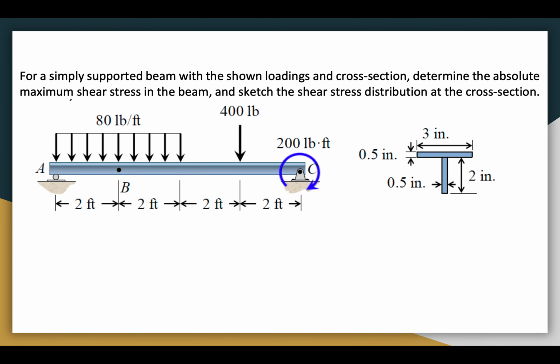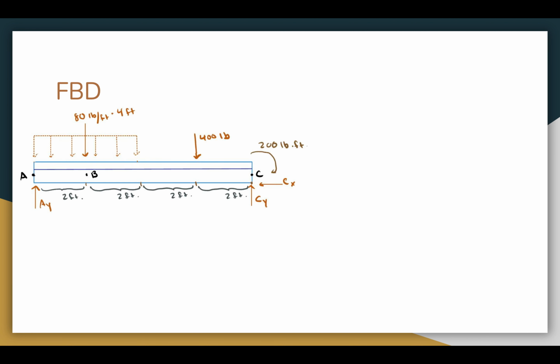Anyway, here's the problem. We want to find the maximum shear stress in the beam. So the first thing we want to do is solve the reactions on the beam using a free body diagram. Here's the free body diagram. And then if we sum the forces in X, we know that it's going to be 0. If we sum the forces in Y, we're also trying to get 0 here.